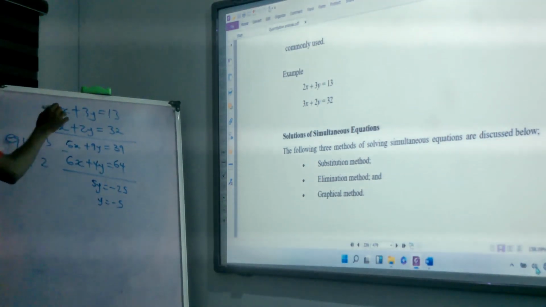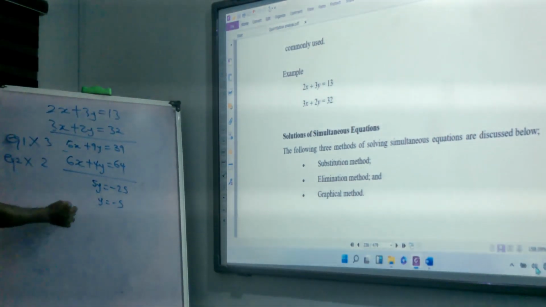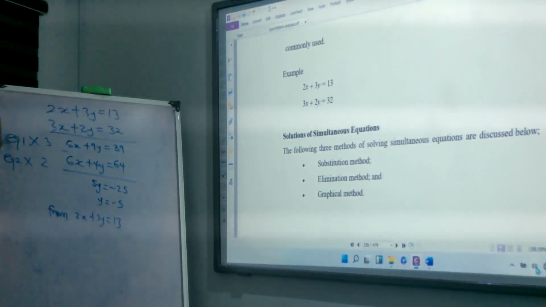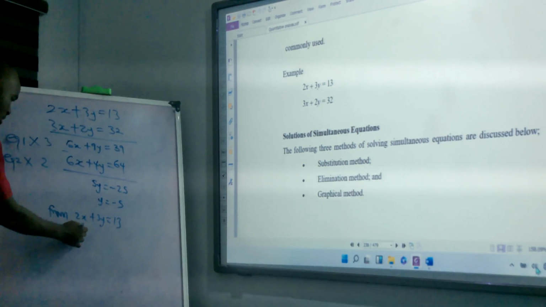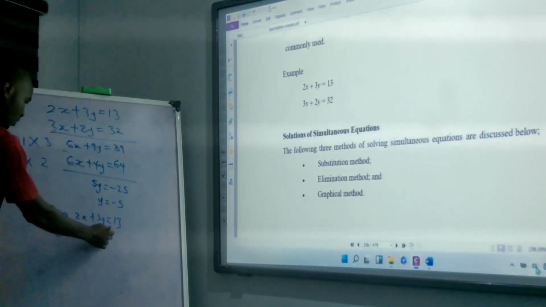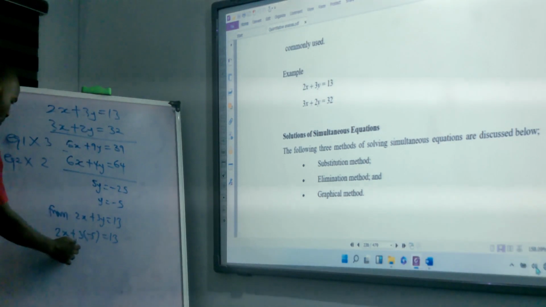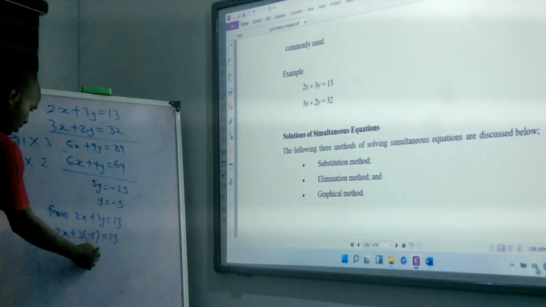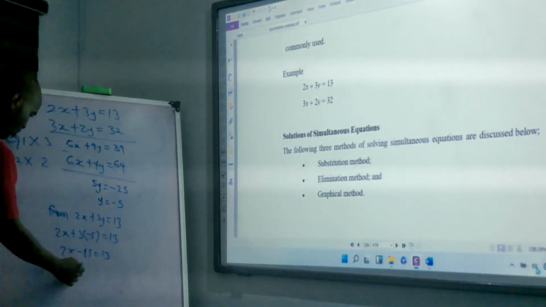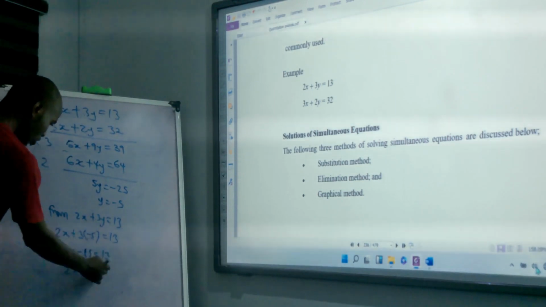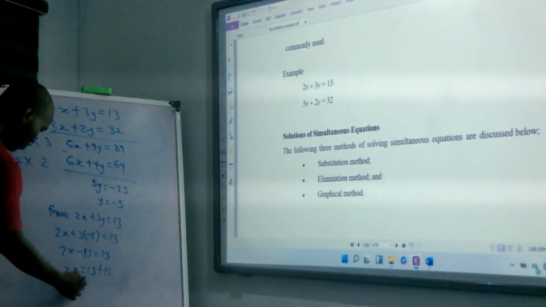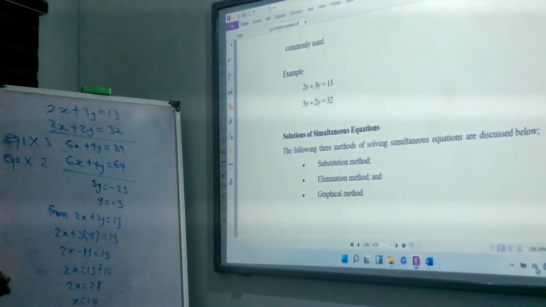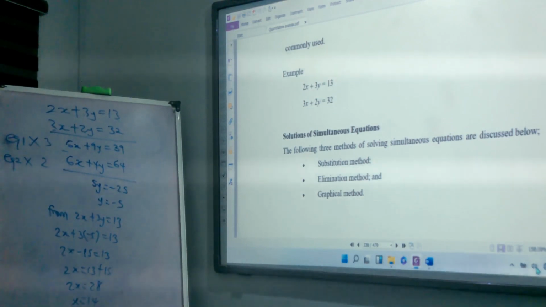To now get x, we take it into one of the equations. Let's take the first one: 2x plus 3y equals 13. So we have 2x plus 3, y is 1, equals 13. 3 times 1 is 3, so 2x equals 13 minus 3. So we have 2x equals 10, so x is equal to 5. Alright, so that is that using the elimination method.